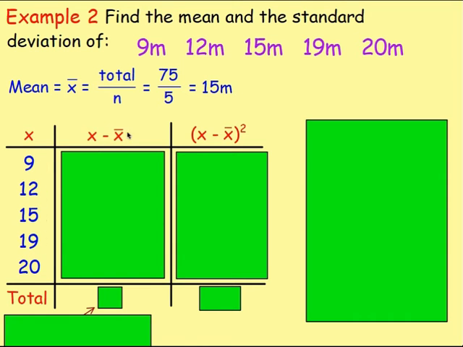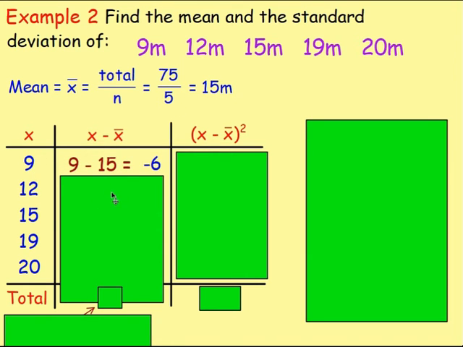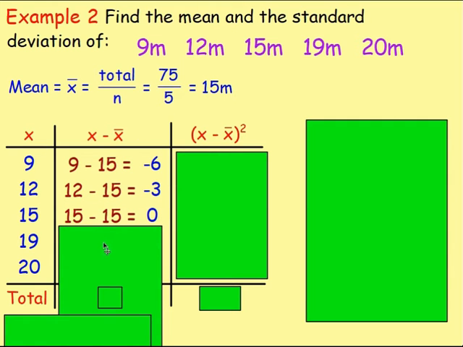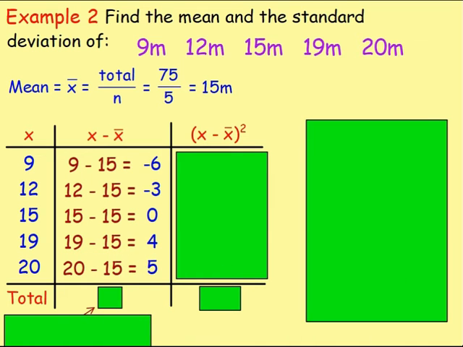X minus x bar, remember x bar is the mean. So we're taking each number and taking away the mean. So we'd have 9 take away the mean of 15. 9 take 15 is negative 6. Do it for the next number. Start with the 12 and take away the mean. 12 take away 15 is negative 3. 15 take away 15 is 0. 19 take away the mean of 15 gives us 4. And 20 take away 15 gives us 5.